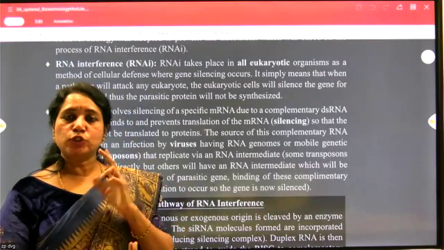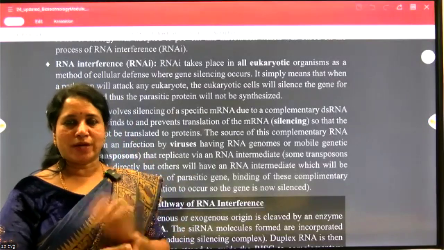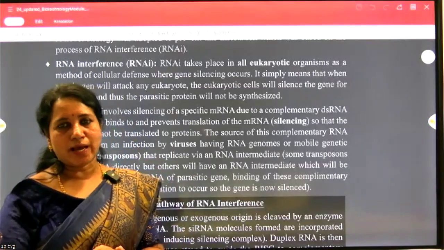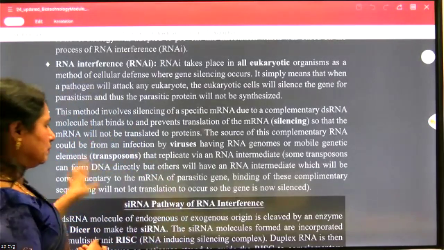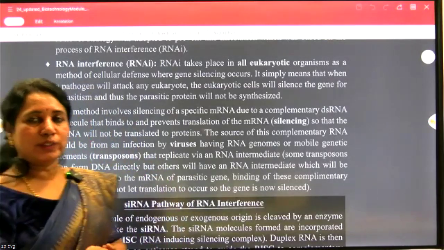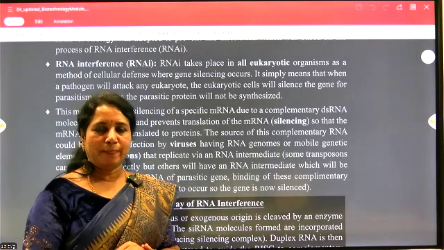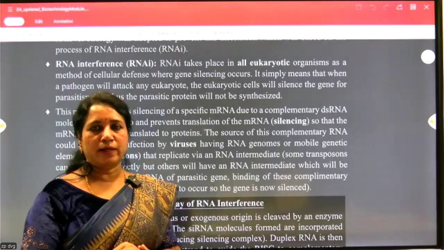Both RNAs, and that means two RNAs, in both the strands, sense strand as well as anti-sense strand. So what are the actual sources for this double stranded RNA?